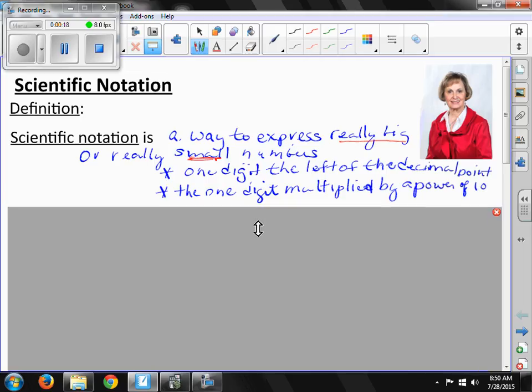Now, when we write numbers in scientific notation, we want to make sure that we have one digit to the left of the decimal point. And that one digit will be multiplied by a power of 10. So let's start with our first example.